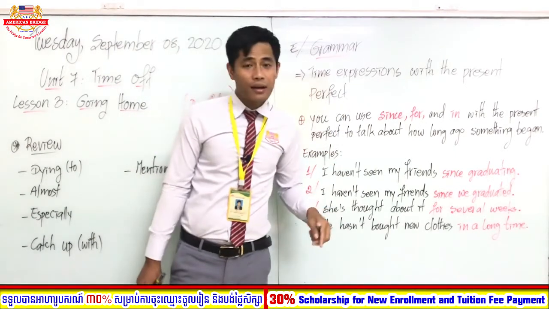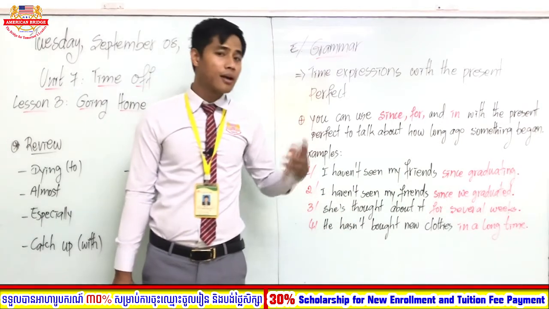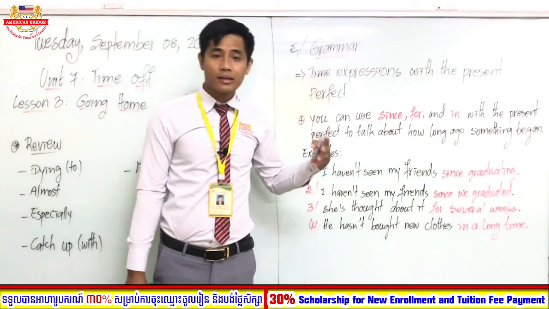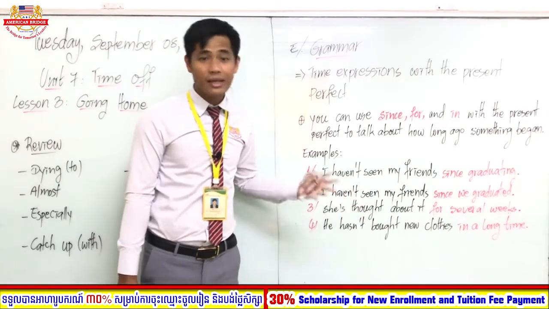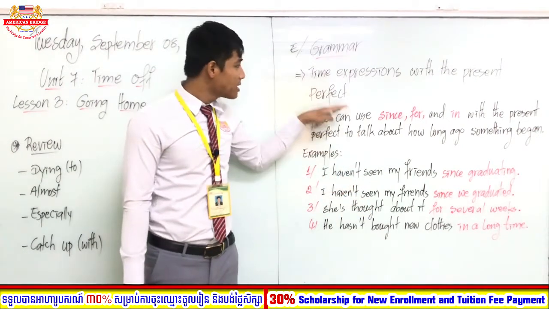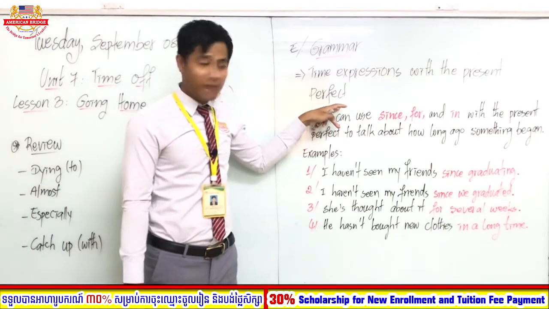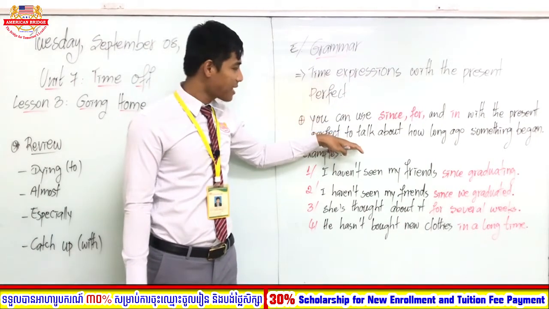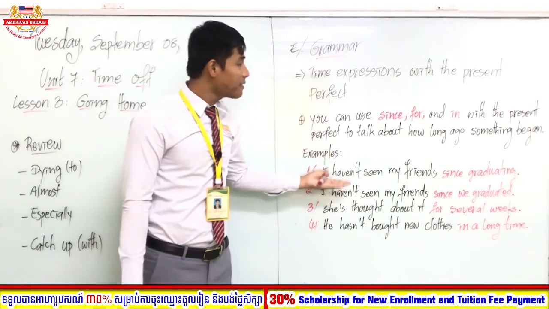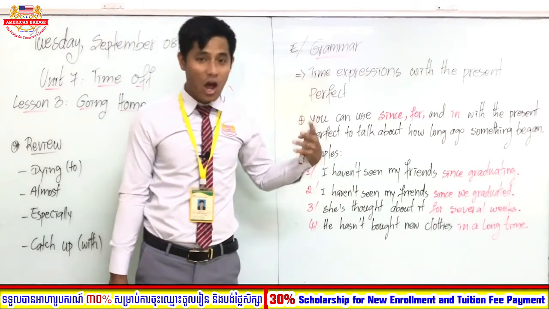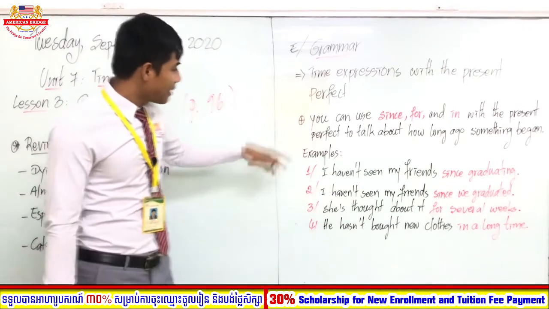So you know already about the time expressions that we use in past simple, like last week, last year, three years ago. All of this is called time expressions in the past. Now teacher will teach you about time expressions with present perfect. We use present perfect to talk about an action when we're not sure when it happened.